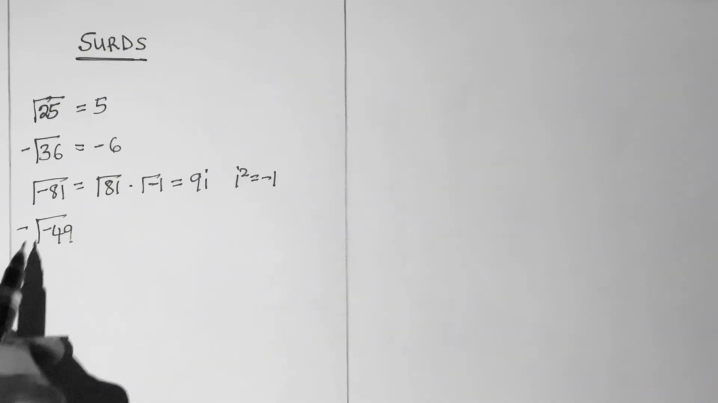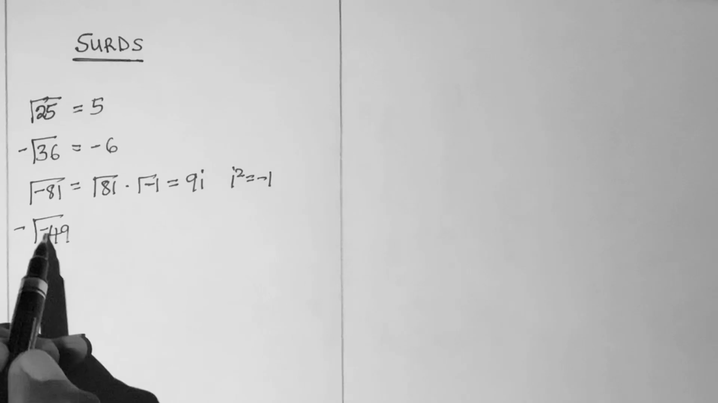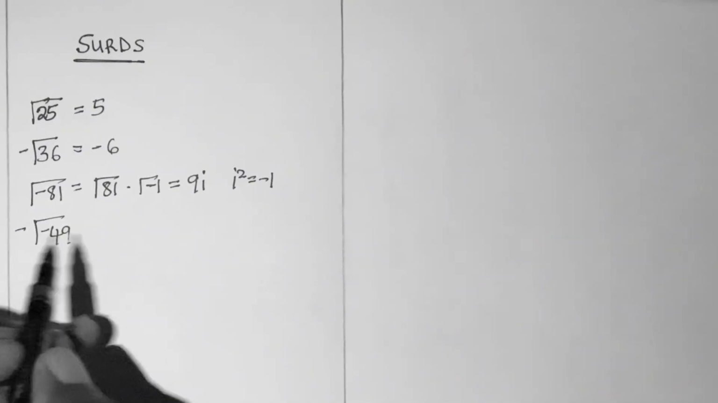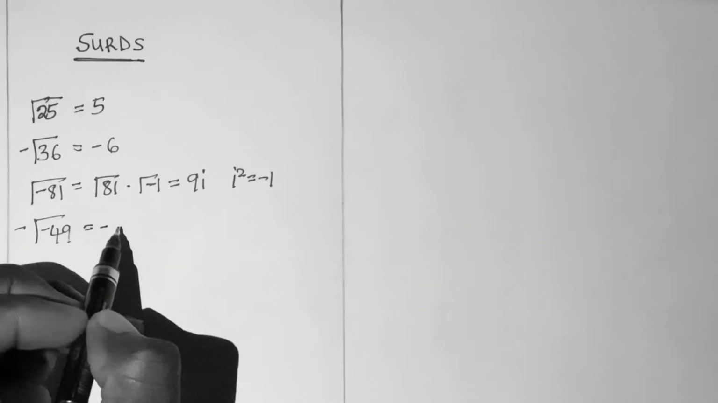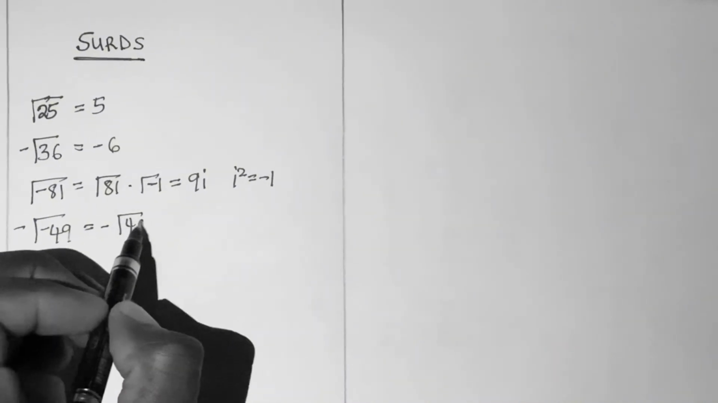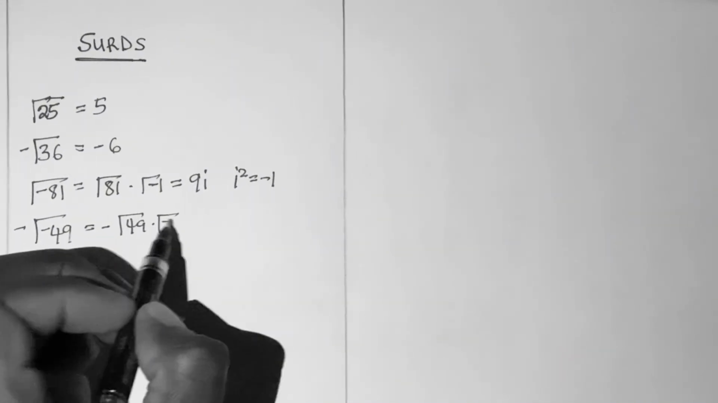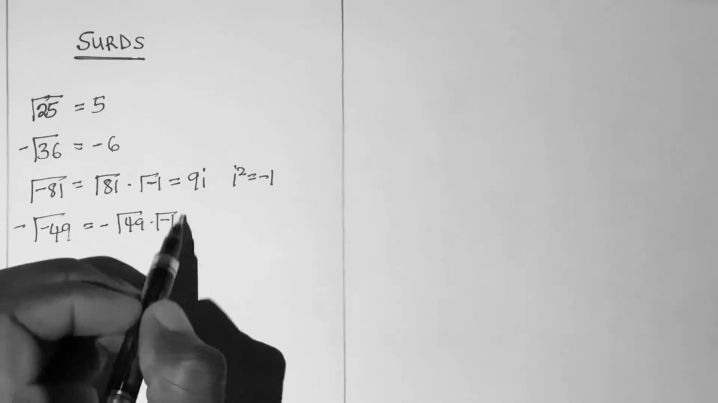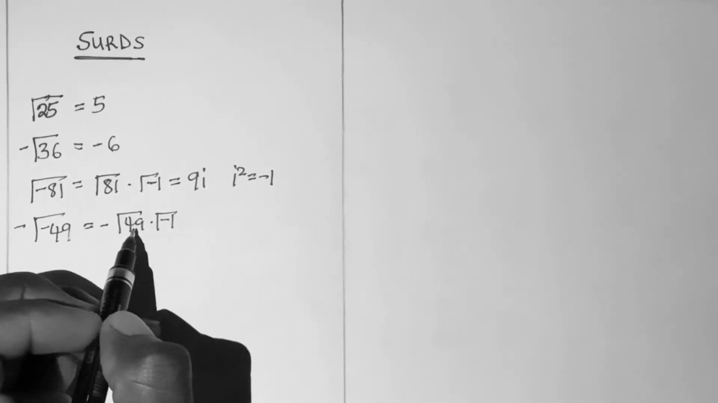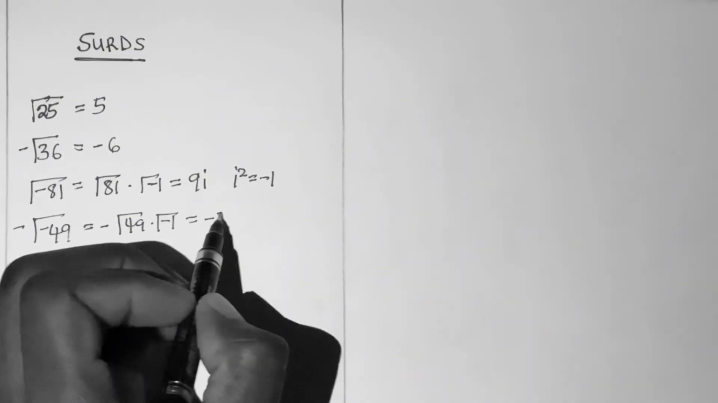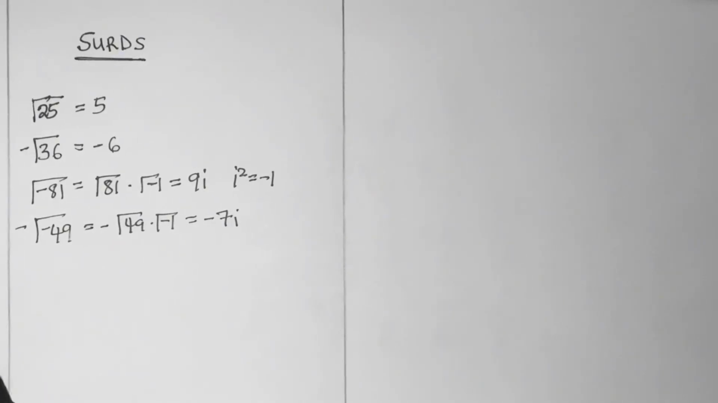Now, look at this one. 7 times 7 is 49. So we can rewrite this as minus square root of 49 times square root of minus 1. So square root of minus 1 is i. The square root of 49 is 7. So this becomes minus 7i.